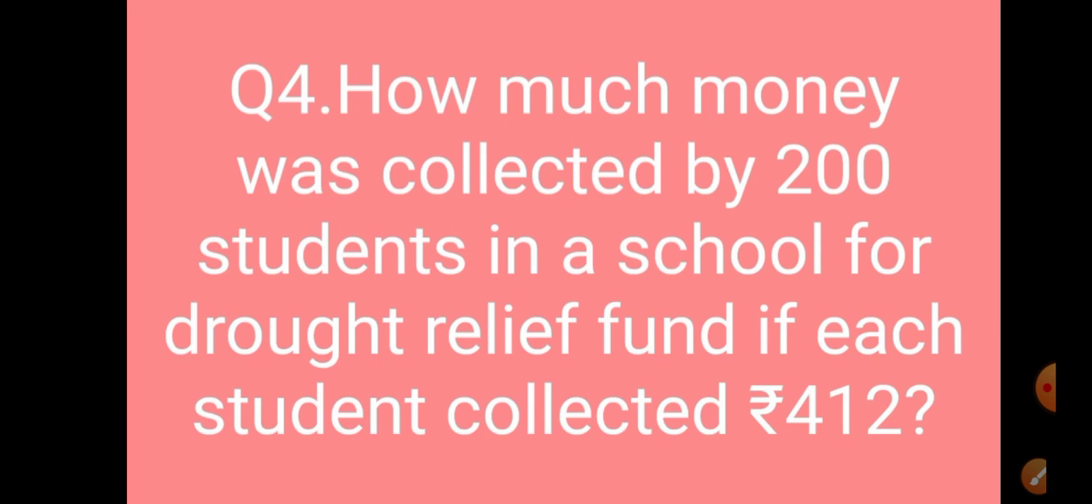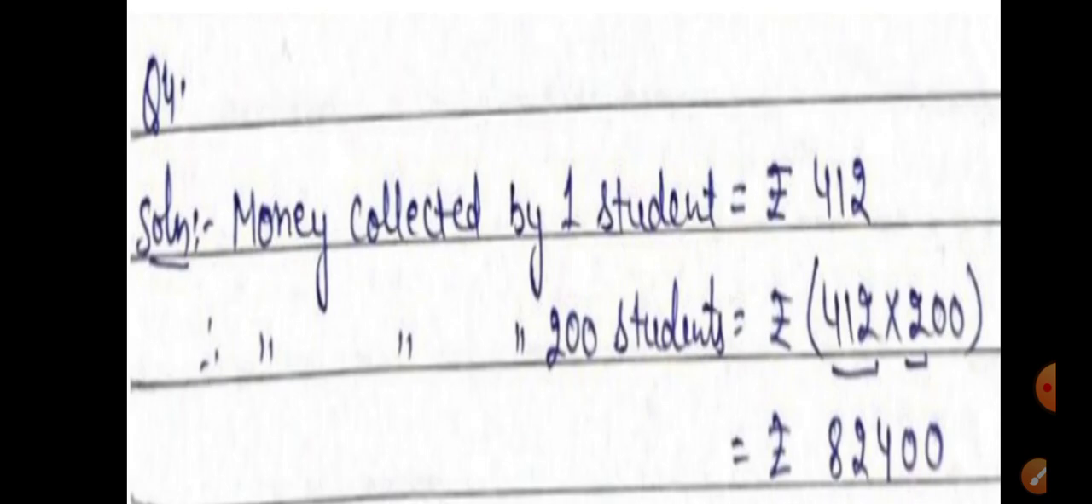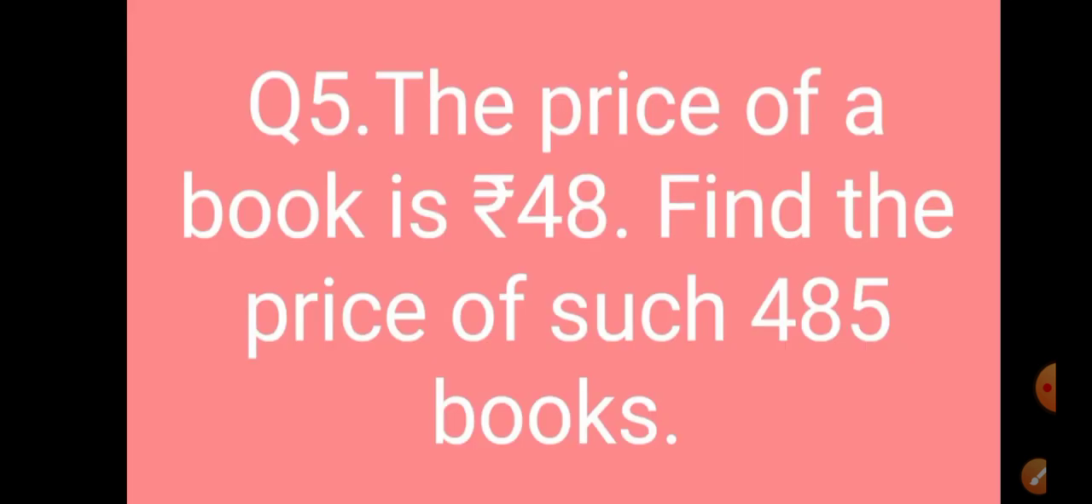Next is, how much money was collected by 200 students in a school for the drought relief fund if each student collected rupees 412? Drought relief fund means, drought means सूखा पड़ना. Okay. So money collected by one student is rupees 412. There are 200 students in a school. So therefore money collected by 200 students, to find this money we multiply 412 by 200. So it is equal to rupees 82,400.